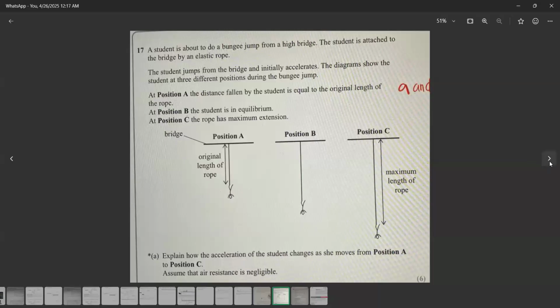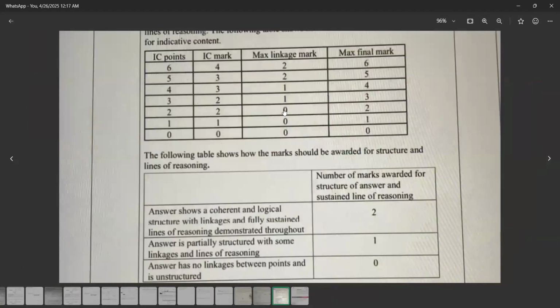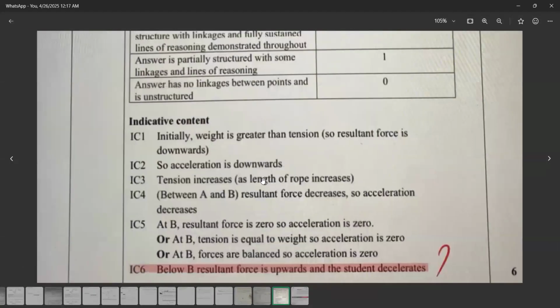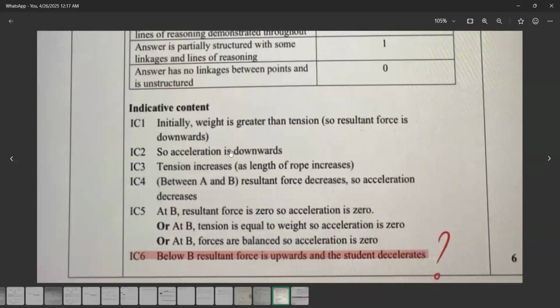The student has been sent the marking scheme points, so I think you just want to discuss the points. First, the indicative content points are there.